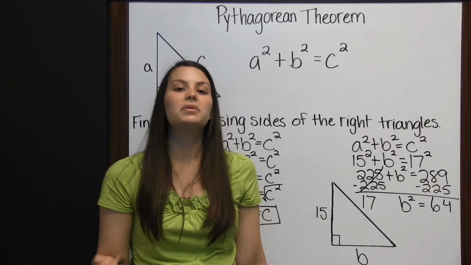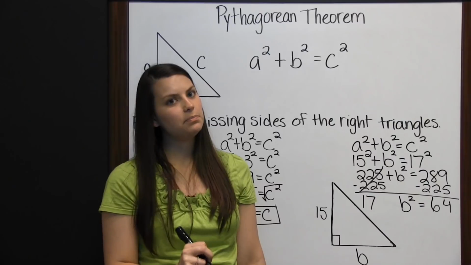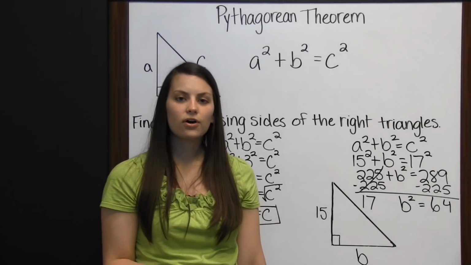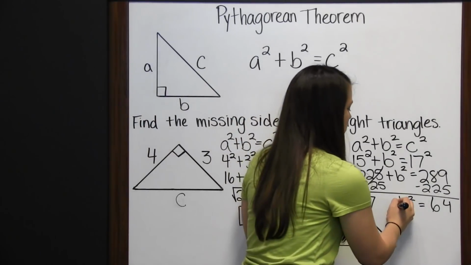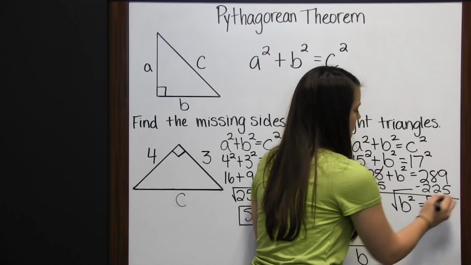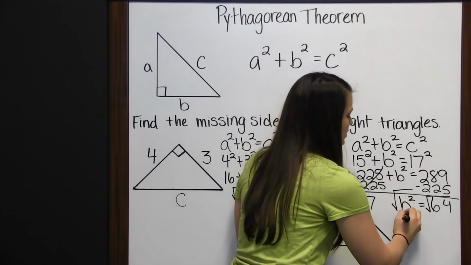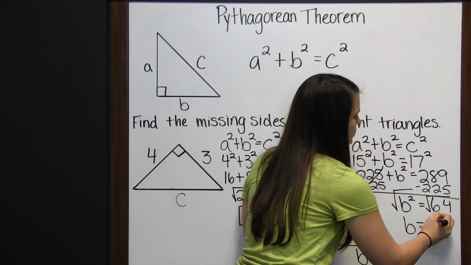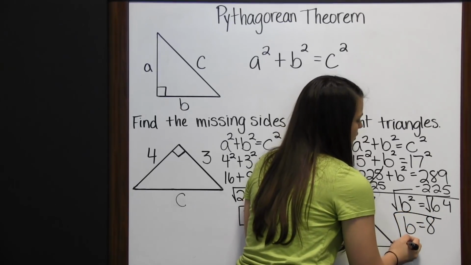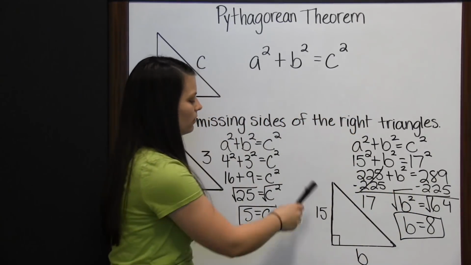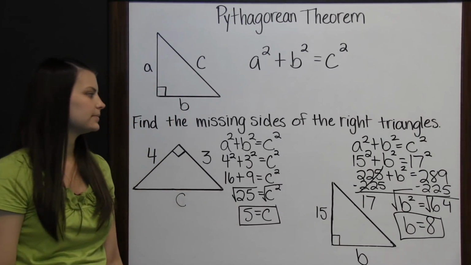So again, we found B squared, but we haven't found B yet. So to solve for B, we need to take the square root of both sides. The square root of B squared is B, and the square root of 64 is 8. So that means that our other leg on our right triangle is 8.